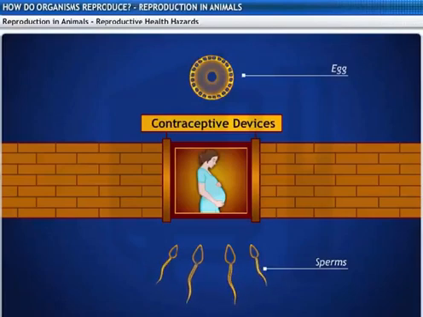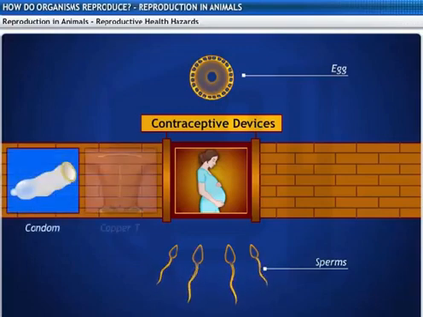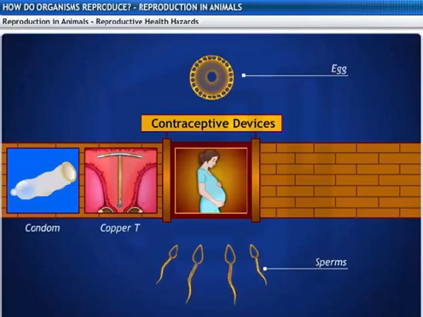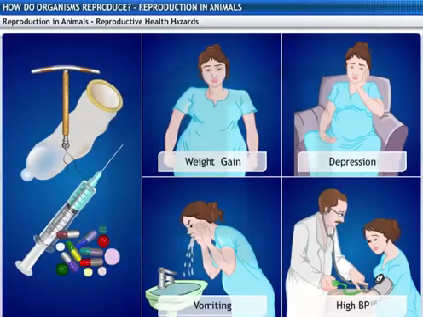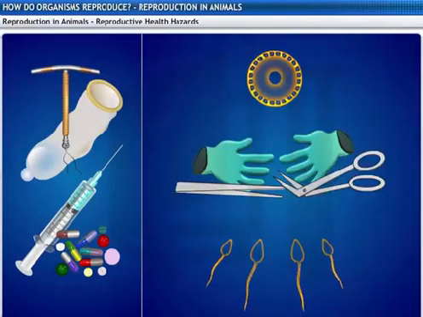During intercourse, there are some mechanical barriers that prevent the sperm from reaching the egg. Contraceptive devices like a loop or copper T are placed in the uterus to block the passage of sperm. At the same time, contraceptive drugs could also be taken orally as pills to avoid pregnancy. Since these drugs change the hormonal balances in the woman, they could cause some side effects like weight gain, depression, vomiting, and high blood pressure.